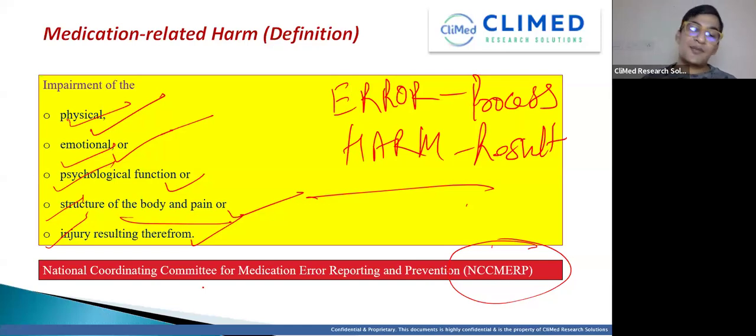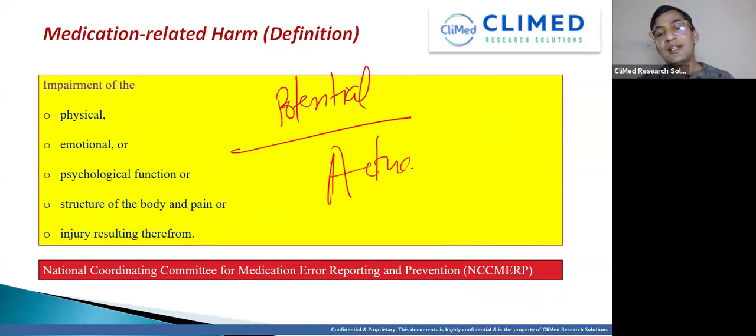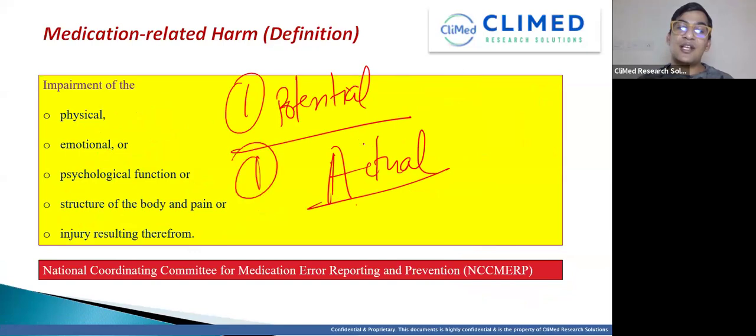So there are two types of harms, guys. Okay, there are two types of harm. One is potential, one is actual. Can someone tell me what is potential? What is the difference between potential and actual?